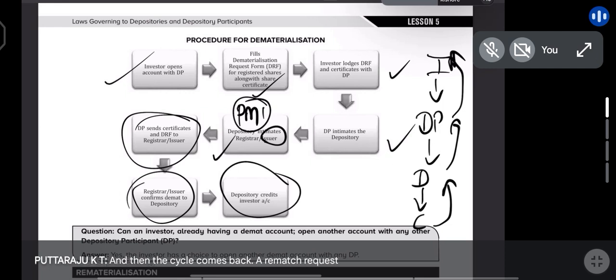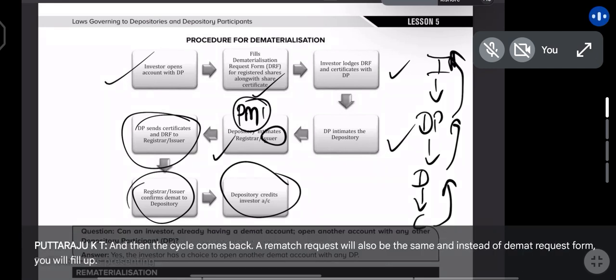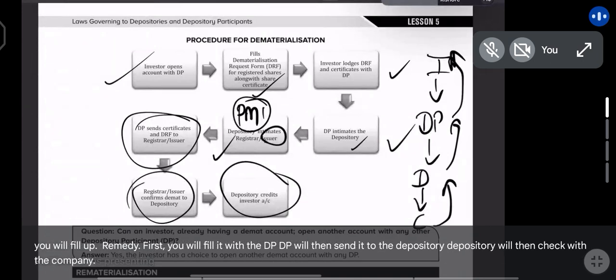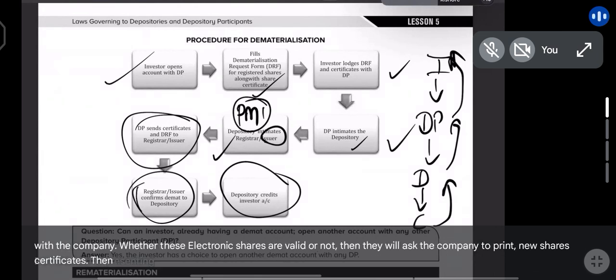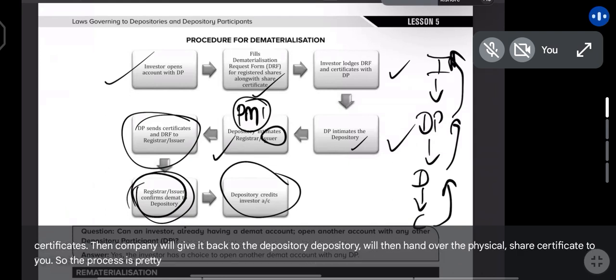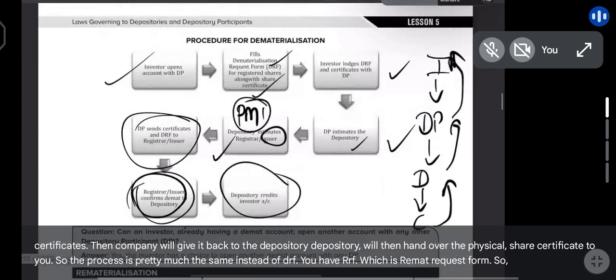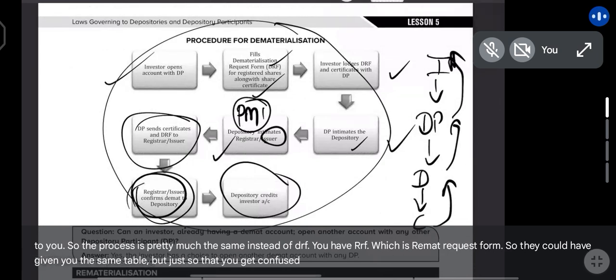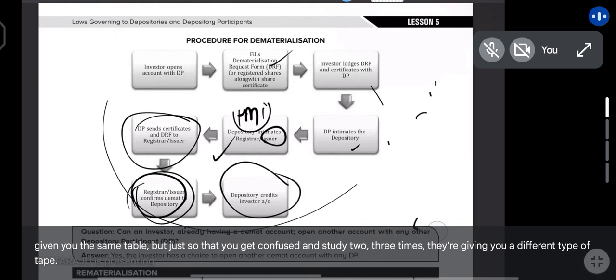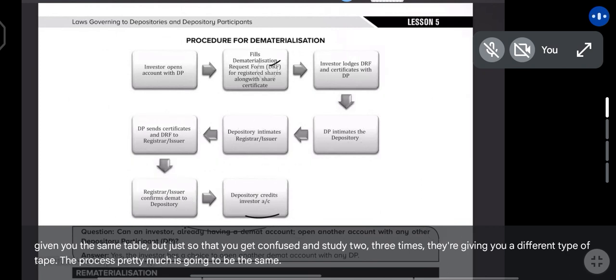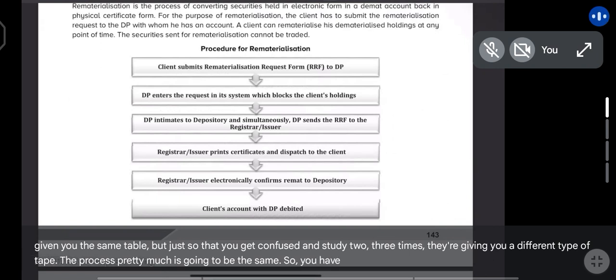A remat request will also be the same, and instead of a demat request form, you will fill a remat request form. First, you will fill it with the DP. DP will then send it to the depository. Depository will then check with the company whether these electronic shares are valid or not. Then they will ask the company to print new share certificates. Then the company will give it back to the depository. Depository will then hand over the physical share certificate to you. So the process is pretty much the same. Instead of DRF, you have RRF, which is the remat request form. They could have given you the same table, but just so that you get confused and study two or three times, they've given you a different type of table. The process pretty much is going to be the same. So you have RRF instead of DRF.